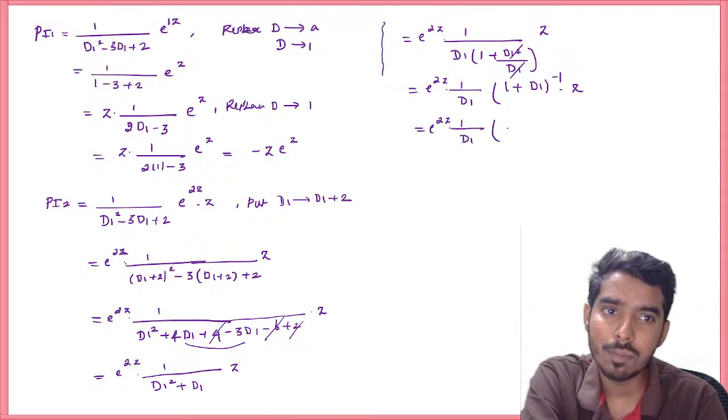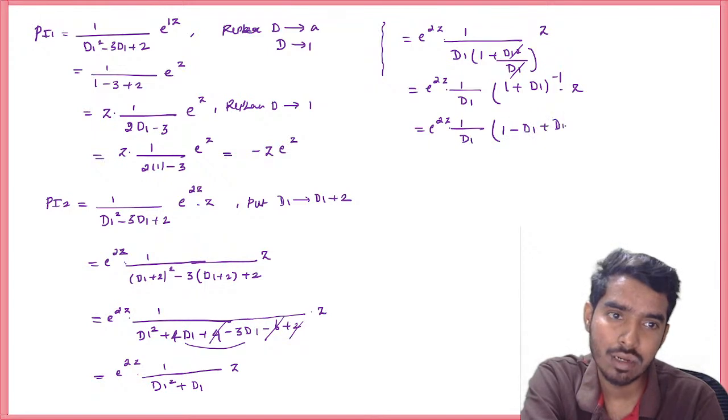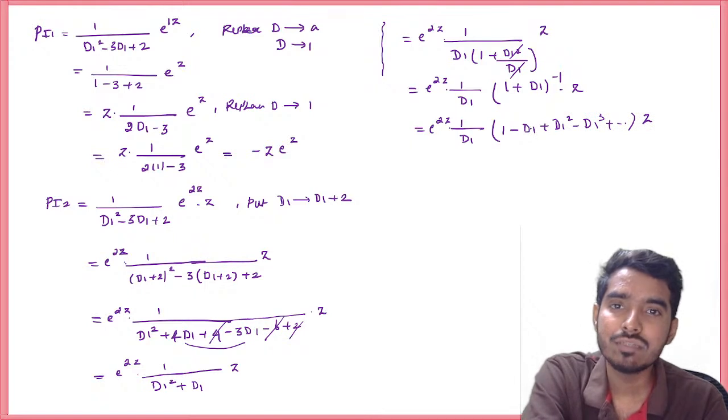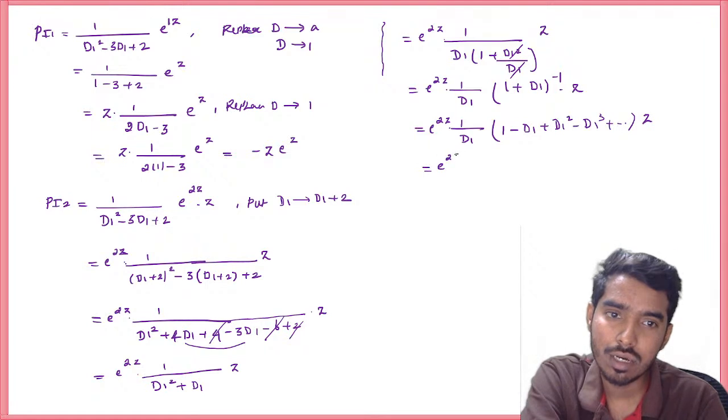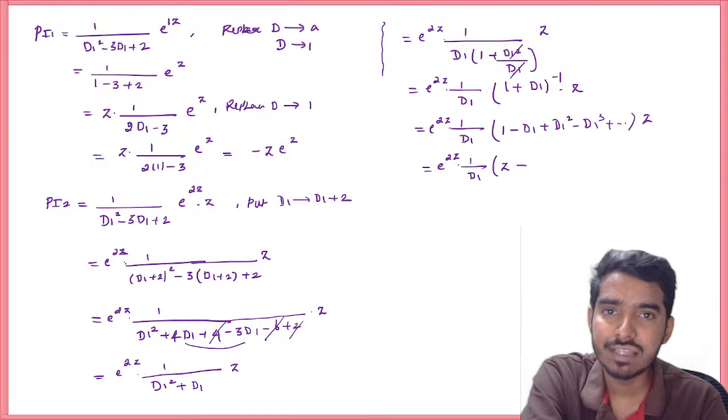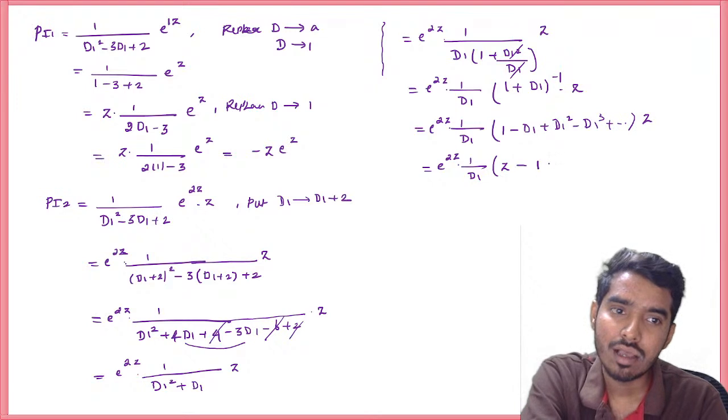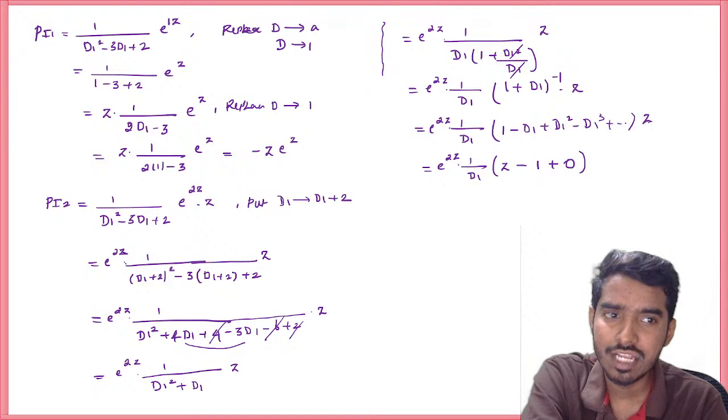So expand this, 1 plus D1 whole power minus 1: 1 minus D1 plus D1 square minus D1 cube and so on, up to z. What is D1? D1 is d by dz, right? So differentiate this. We have to differentiate this z one time, that means it will be 1. Every term will be 0 after this, right? d by dz of z is 1. d square by dz square of z is 0. If you differentiate this twice, it will be 0.